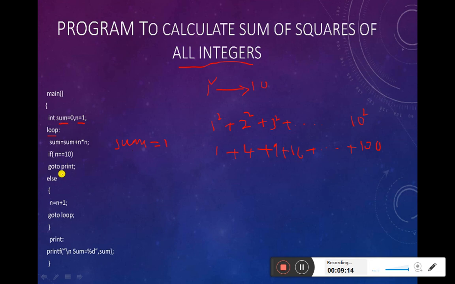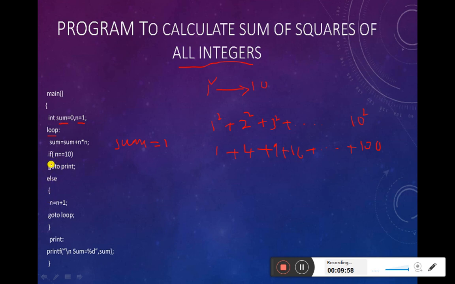added. So next I test whether n equal to 10, whether I have done the summation of squares of all the numbers. Because n is currently 1, this condition is false. Because n is 1 and 1 is not equal to 10, therefore I can't execute goto print. Means I should go for incrementing n by 1 and adding the square of that number to the already calculated partial sum. Okay, so this is false, means I will come to else.